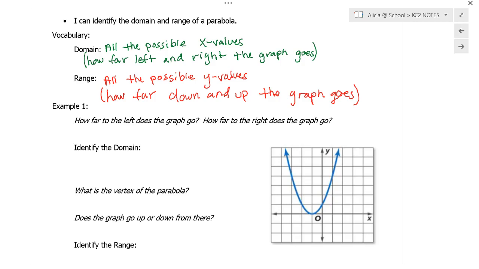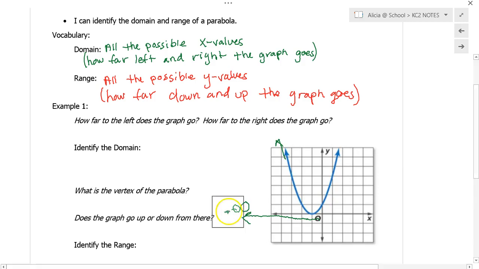Alright? So looking at example 1, it says how far to the left does the graph go, and how far to the right does the graph go? Well, if I'm answering this question, looking at our function here, how far left does the graph go? Well, my graph here keeps going up forever, right? Then my x-axis also has to keep going on forever, right? And the value that we use when it keeps going on forever is negative infinity, right? There is a negative sign here.